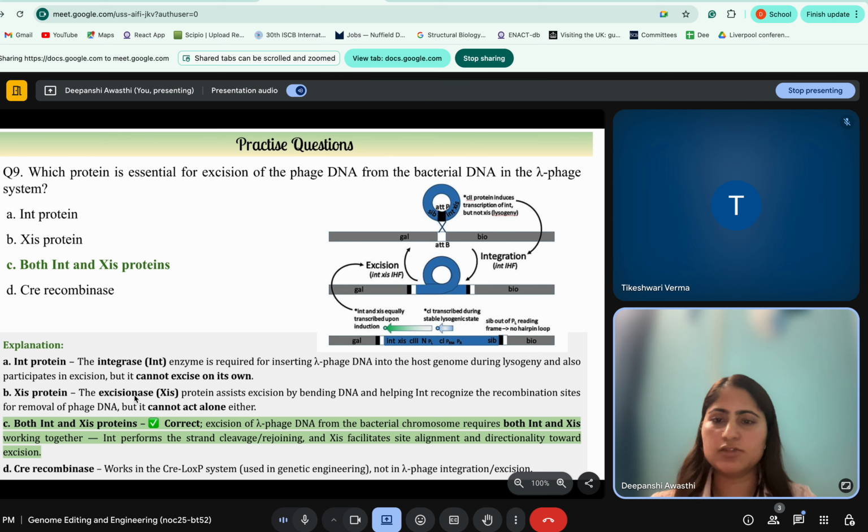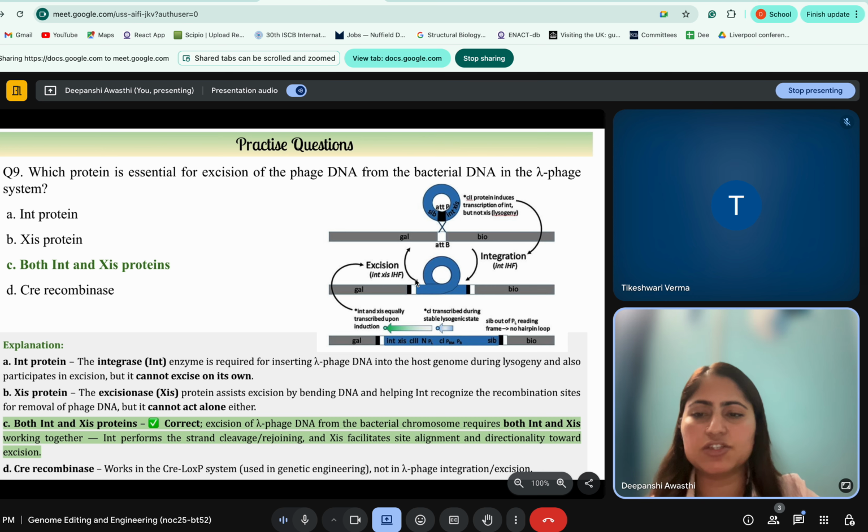Xis protein is also known as excisionase protein, which assists in excision by bending the DNA and helping Int to recognize the recombination sites for removal of phage DNA. But here also it cannot act alone, so both of them act in a complex. Both of them are required for excision, so that's why option C was right. And Cre recombinase, we have seen in the Cre-loxP system, is used there and not in this lambda phage system. So the right answer is both Int and Xis and IHF proteins.